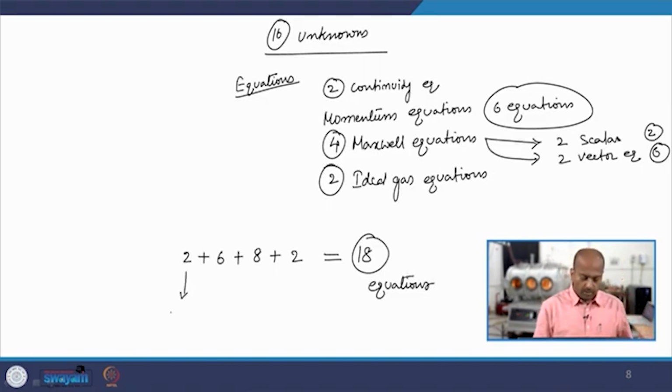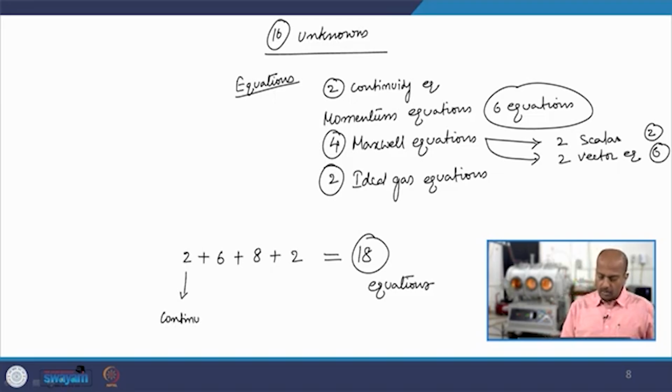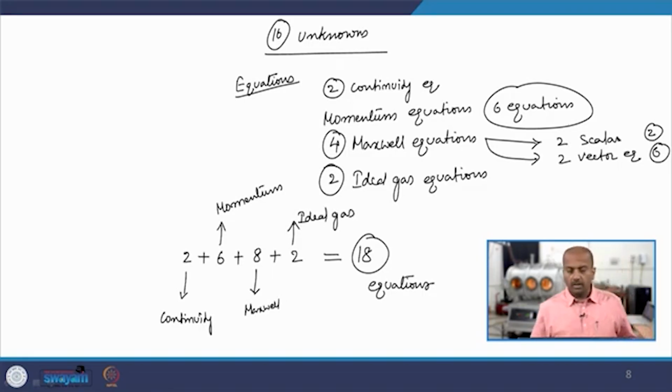So, this is just for the sake of remembering: continuity, momentum, Maxwell, ideal gas, right. But in contrast, we see that there are only 16 unknowns.